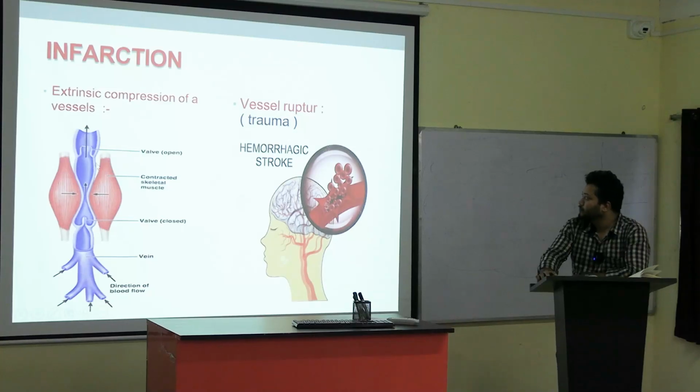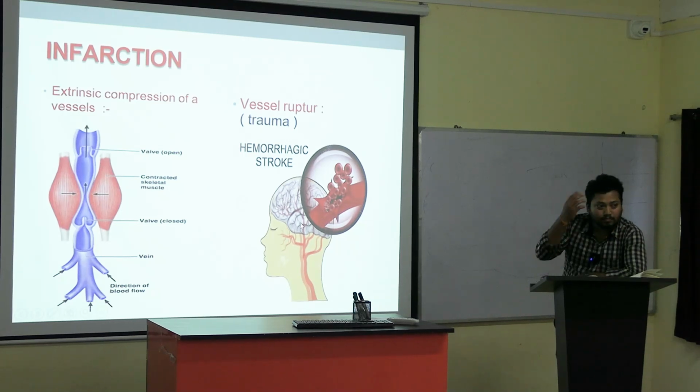Vessel rupture, which is due to trauma, hemorrhagic stroke. In the brain, such as in road traffic accidents, people get their head bashed into a structure and it will cause rupture throughout the vessel, and blood will start moving out of the vessel and collect in the brain.